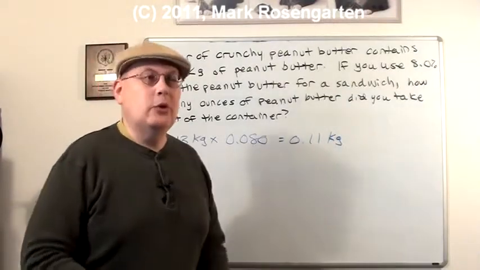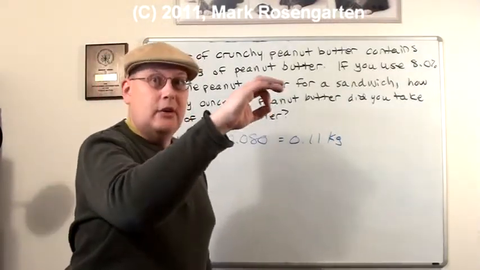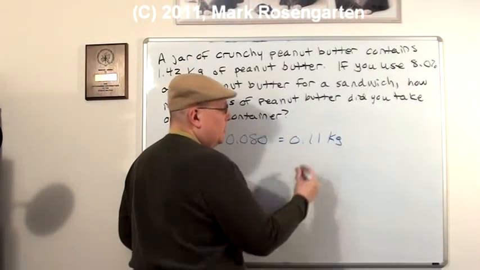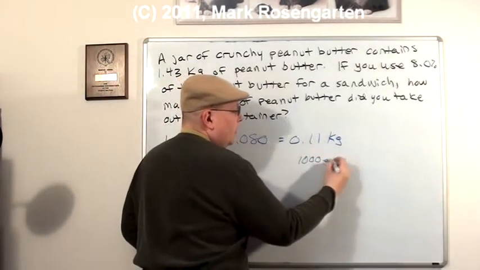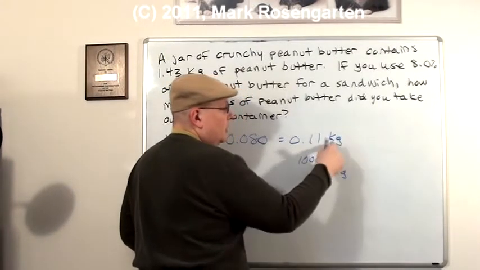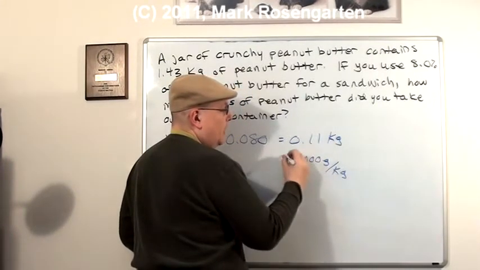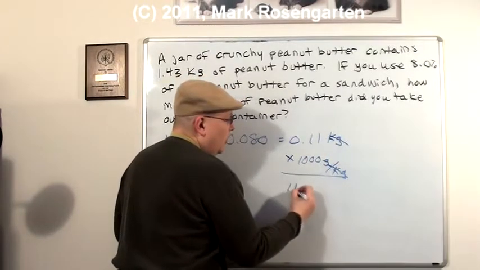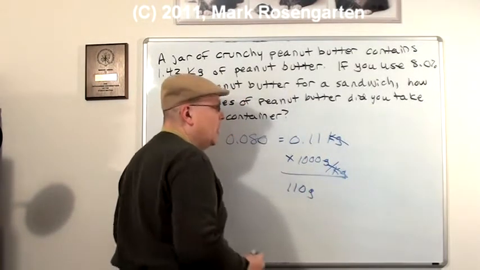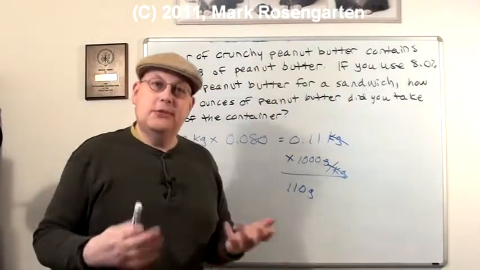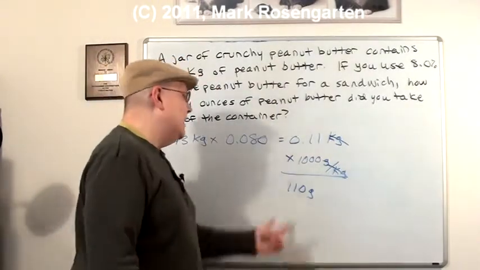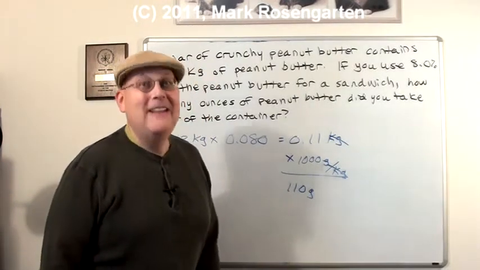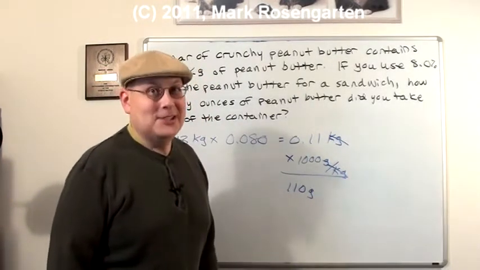It's easy enough. Just go to Google: how many grams is there in an ounce? Easy. So what I'm going to do is I'm going to convert kilograms into grams. There's 1,000 grams in a kilogram. Kilograms is in the denominator, so I have to multiply to cancel it out. And that comes out to 110 grams of peanut butter. A pound is 454 grams, so this is about a quarter pound of peanut butter. That's a lot of peanut butter to put on a sandwich.